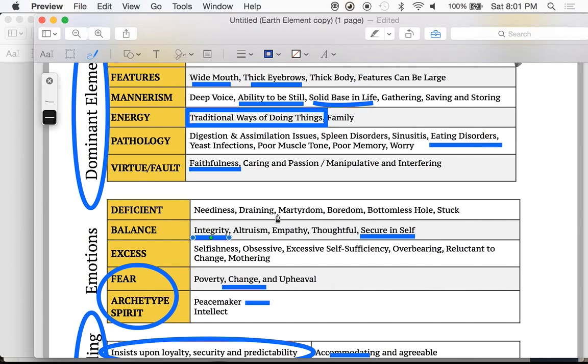A martyr's a big one. If I had to explain it, it's kind of the woe is me, my life is so horrible. Look at my dead-end job. You really become a martyr. I'll just underline that, but that's an important one for you. Boredom. Nothing is useful in life, or you just feel really bored. Bottomless hole, stuck. Stuck's another apt word.